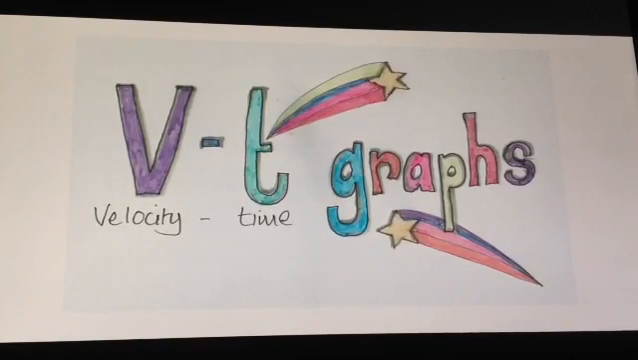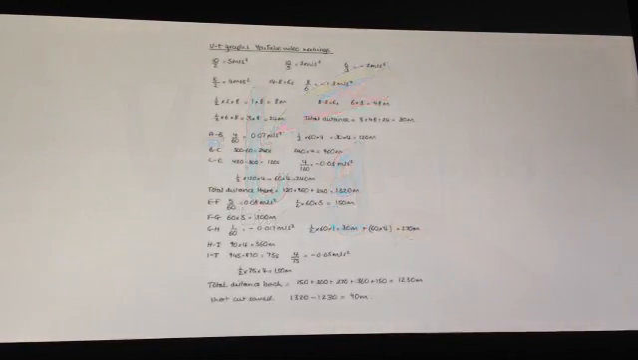Welcome back to part 2 of our velocity time graph revision. I hope you had a go at a question. Let's have a look at the answers.